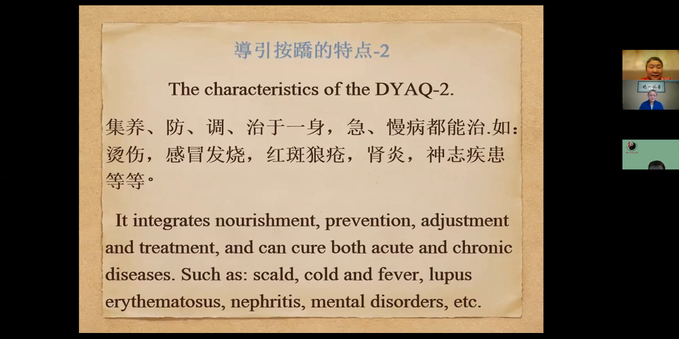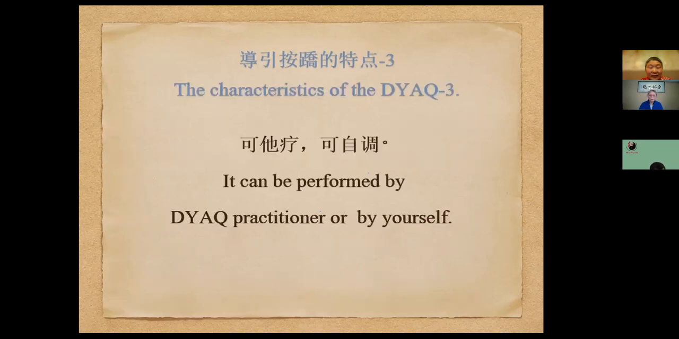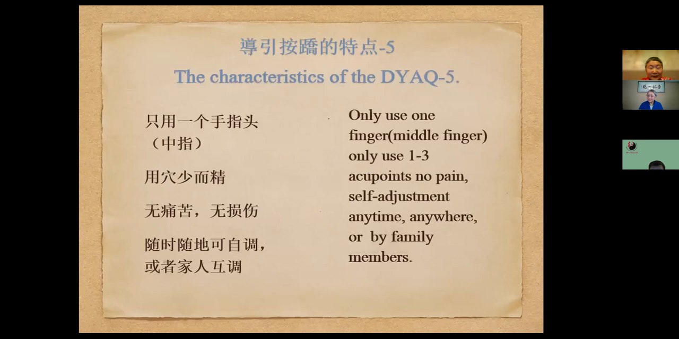And the second characteristic is integrate nourishment, prevention, adjustment, and treatment. And can cure both acute and chronic disease, such as cold and fever, lupus, mental disorders, etc. And also, 导引按跷 can be performed by a 导引按跷 practitioner, or by patients themselves, by yourself. It can be used for self-adjustment.